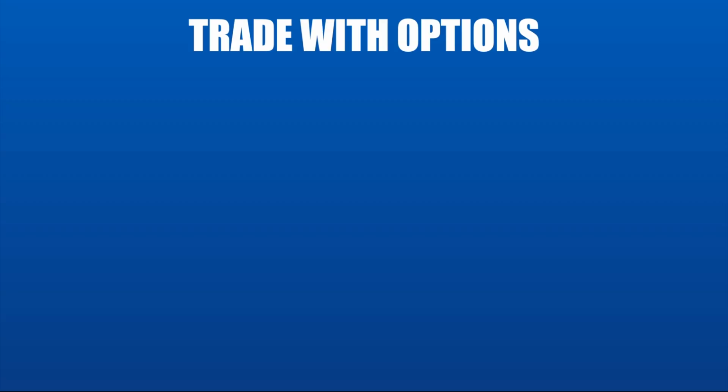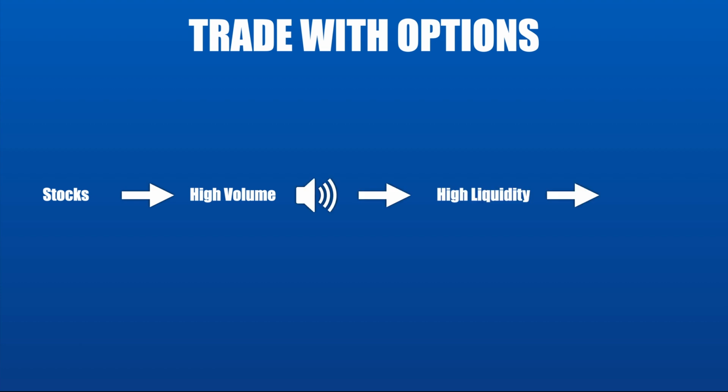So when you're wanting to trade with options, it's always best to trade stocks that have great volume. The stocks with higher volume have higher liquidity, and the higher the liquidity, the more you're able to get in and out of a trade very efficiently.